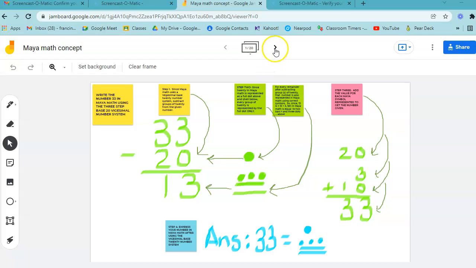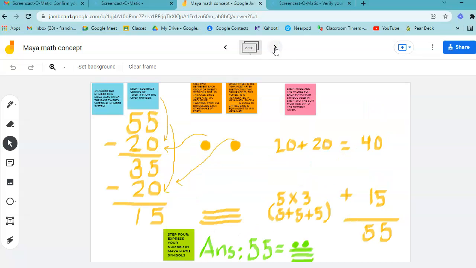Okay, so let's look at number 2. The number is 55, and we are to write this number in Maya math using the base 20 Vigesimal number system. Step 1. We are to subtract groups of 20 from the given number. In this case, we've subtracted twice. So we have 20 from 55, that leaves us with 35. Another 20 from 35 will leave us with 15.